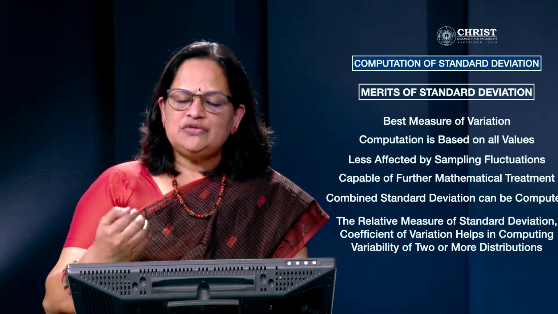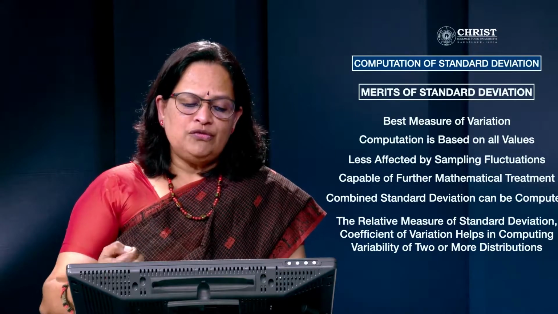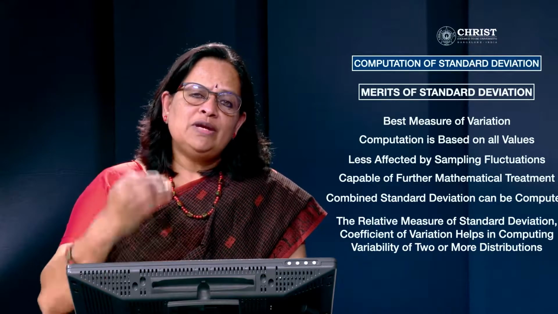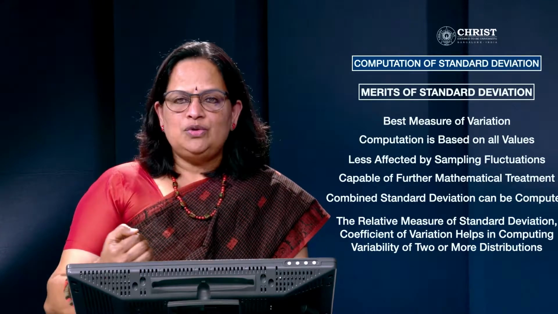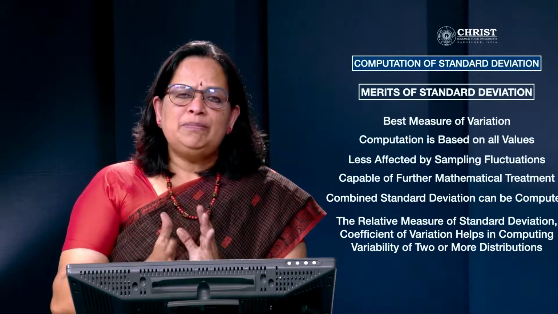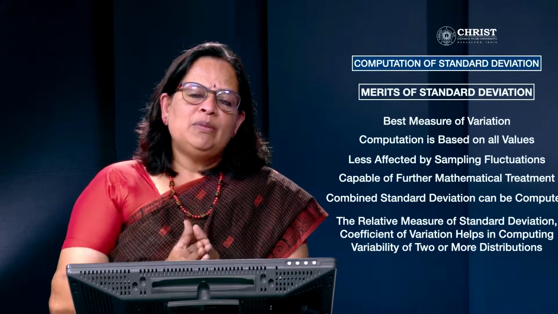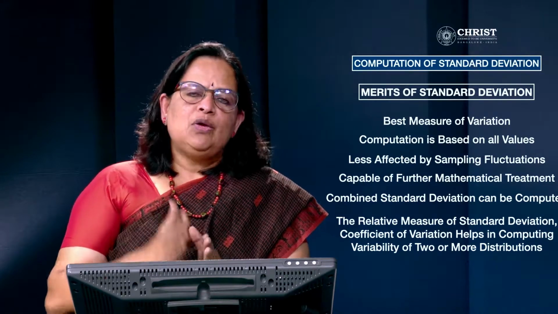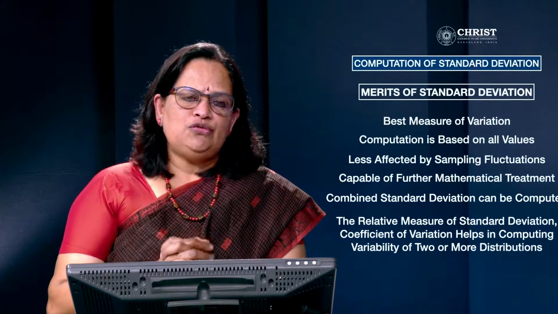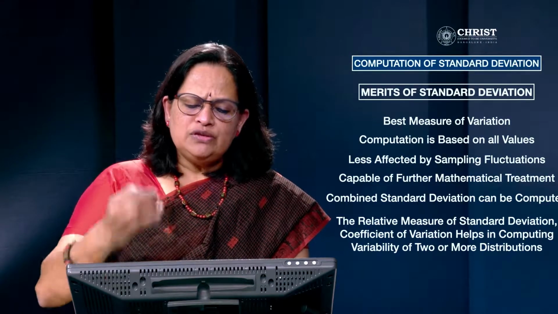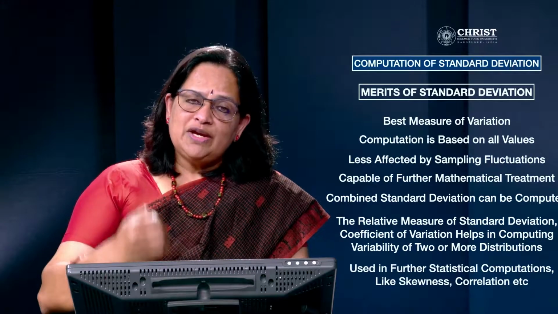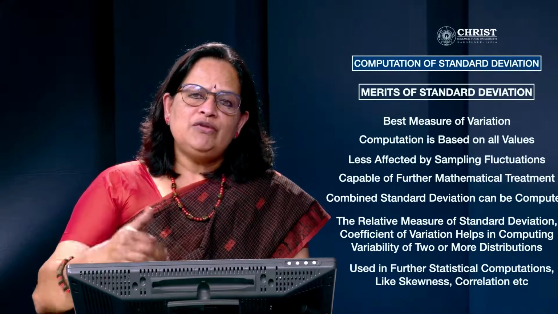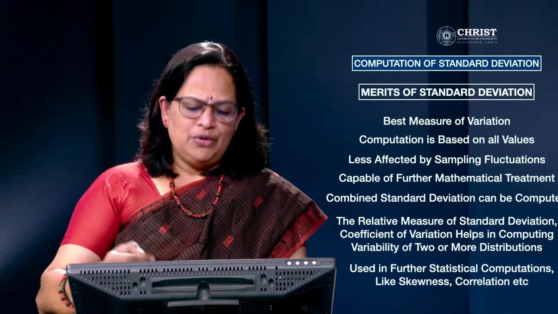The relative measure of standard deviation is the coefficient of variation, and it's used extensively in comparing the variability of two or more distributions: performance of two companies, two batsmen, or two students. All this we can compare using the coefficient of variation. It is also used in further statistical computations like skewness and correlation. When we are calculating skewness or correlation, we use standard deviation for computation.